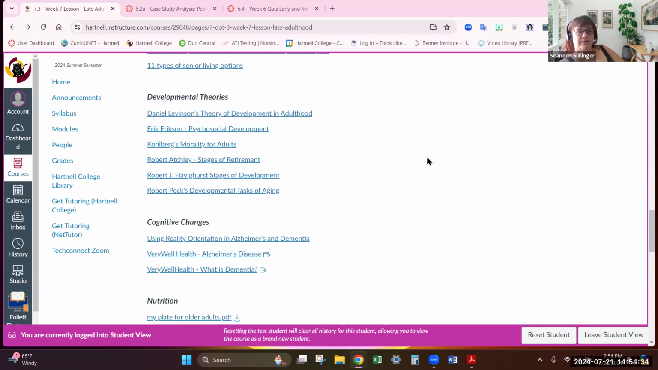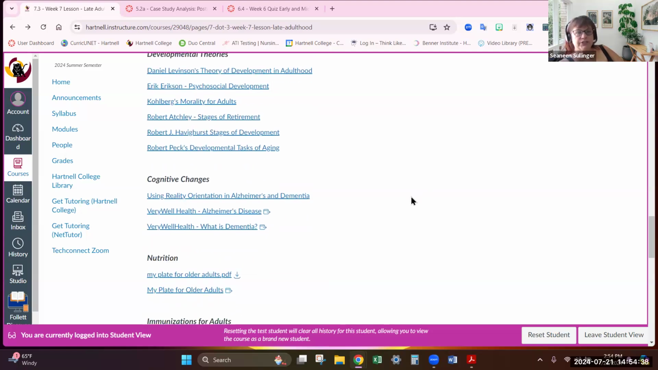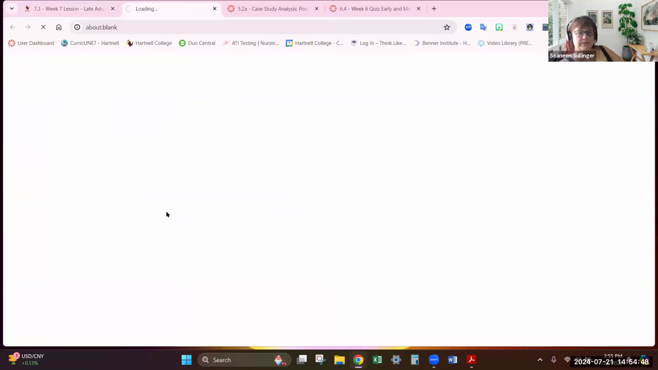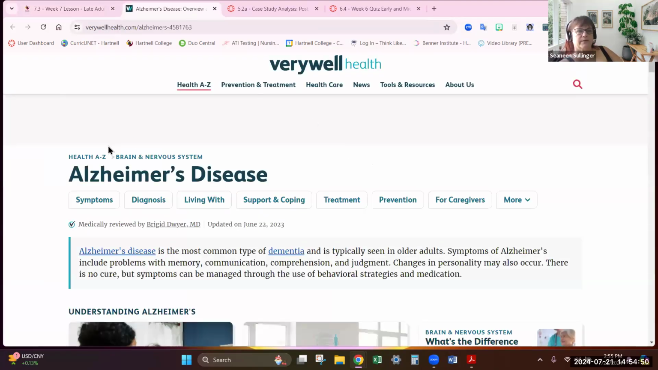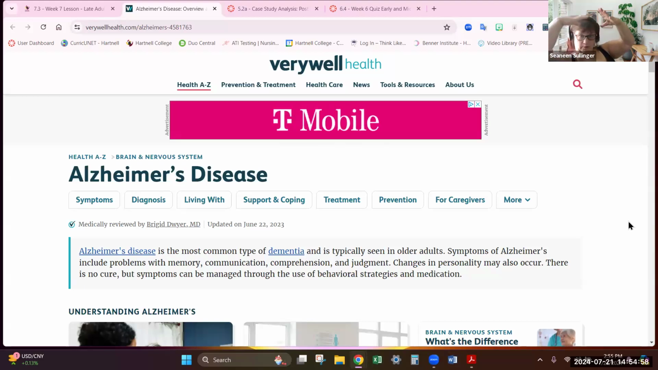And then we have the developmental theories. We'll come back to that in a minute. Cognitive changes, so Alzheimer's and dementia. I like Very Well Health as a source. I think it's a fairly reputable source. And so let's do Alzheimer's disease. Alzheimer's disease is the most common type of dementia. So dementia would be the overarching theme, and then Alzheimer's would be a type of that.